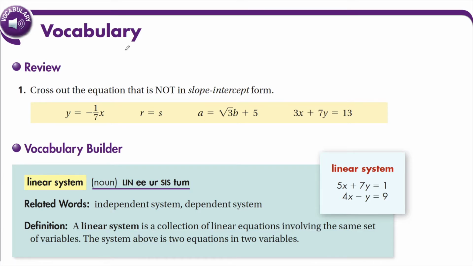First, we're going to start off with a little bit of vocabulary. Can we cross out the equation that is not in slope-intercept form? Well, in order for something to be in slope-intercept form, it's going to be the y equals mx plus b form. Just because we don't see an m or we don't see the b doesn't necessarily mean it's not slope-intercept form. It can be written in any way, shape, or form like this, and it's going to be considered slope-intercept.